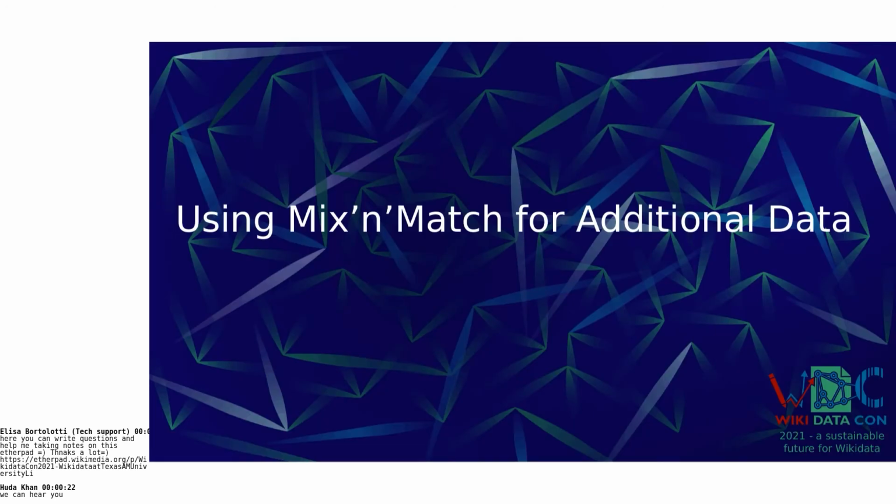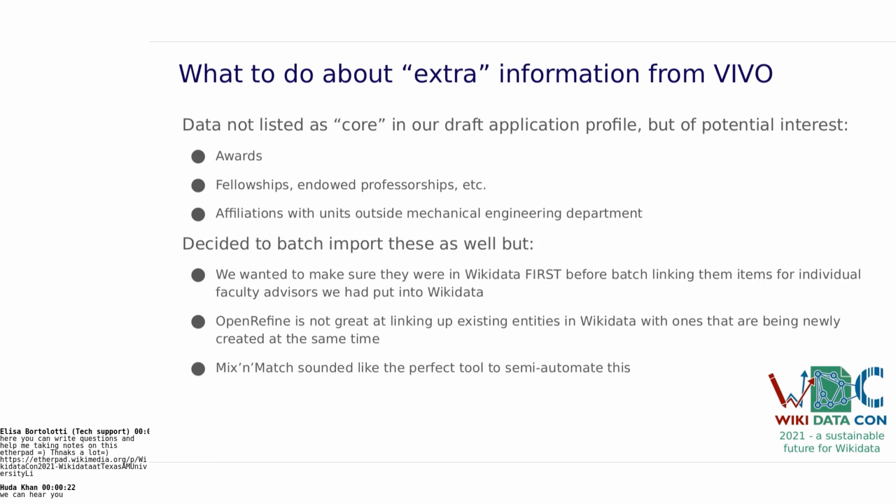So now I'm going to go into our use of Mix and Match. After we added all this information in a semi-automated way, there was some extra information that we didn't deem essential, but could possibly be useful, like awards, for instance. Scholia actually tracks that information, so that might be of interest. And also fellowships, like endowed professorships, chairs, that kind of thing, as well as affiliations with units that they might have outside mechanical engineering.